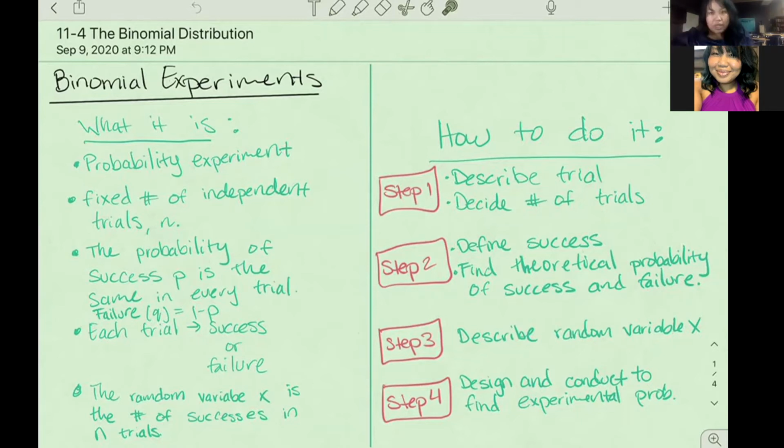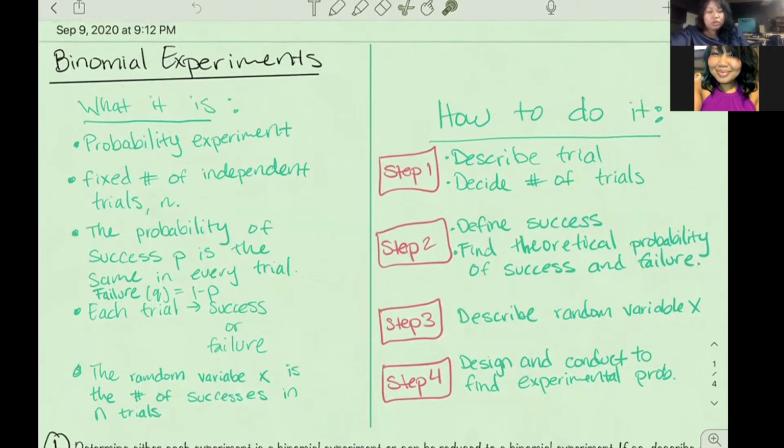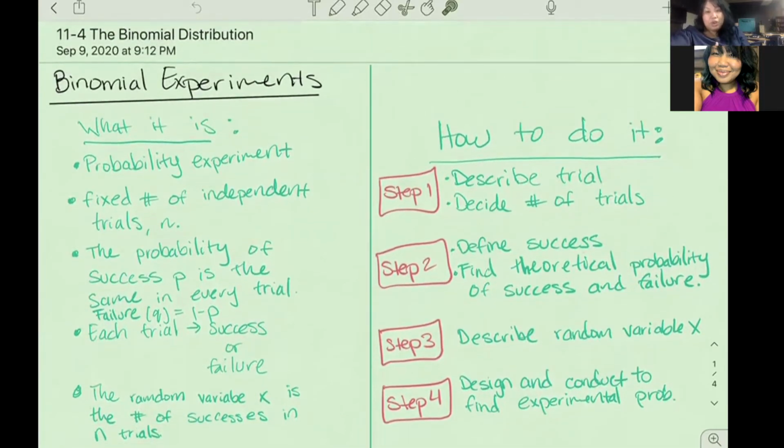So what is the probability? Well, in each one, if you get 2 tails for each coin, that's 0.5 times 0.5, which is 0.25, a 1/4 chance of success, because your possible outcomes are tails, tails, heads, tails, tails, heads, or heads, heads. And so that's a 1/4 probability of success. Then you describe the random variable X. Your random variable is basically 2 tails. And then design and conduct to find the experimental probability.